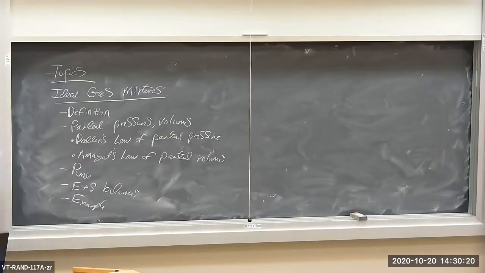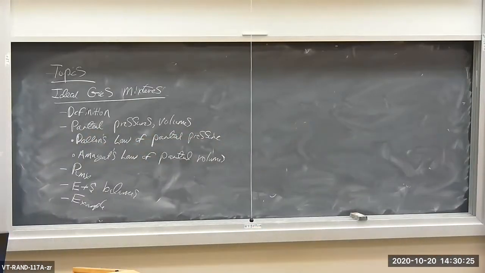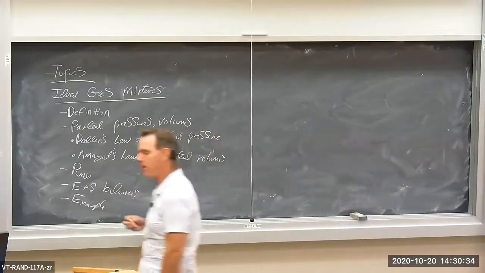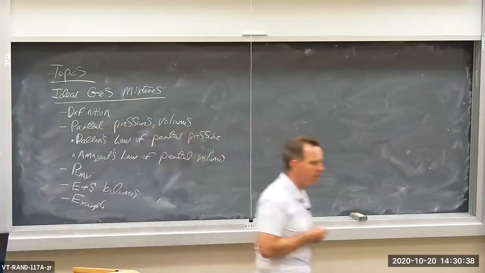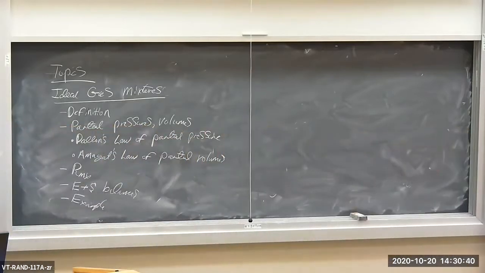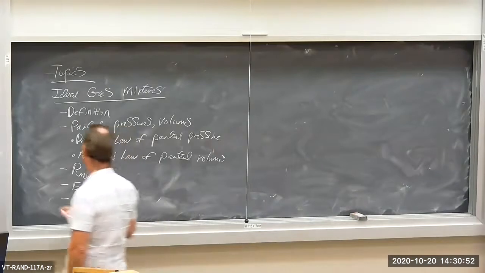We're going to define an ideal gas mixture. Basically, an ideal gas mixture is a mixture or a combination of two or more components. The mixture itself behaves according to the ideal gas law, and each component behaves according to the ideal gas law. So both the components of the mixture and the mixture itself behave as an ideal gas. That's basically the definition of an ideal gas mixture.